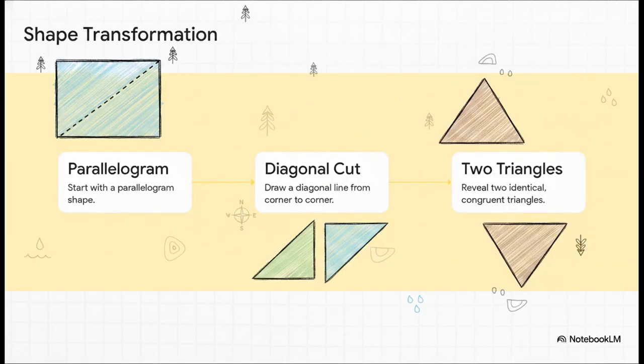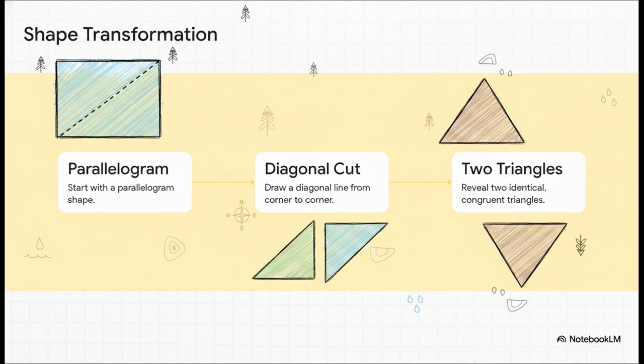Okay, so step 1. Imagine a parallelogram. You know, that four-sided shape where the opposite sides are perfectly parallel? Its area is simply the base multiplied by the height. Pretty simple. Now, step 2. Picture taking a laser and slicing right through it with a diagonal line, from one corner to the opposite corner. What happens? Well, step 3 reveals that this one single cut splits the shape into two completely identical, congruent triangles.